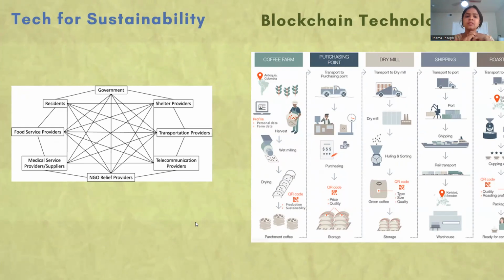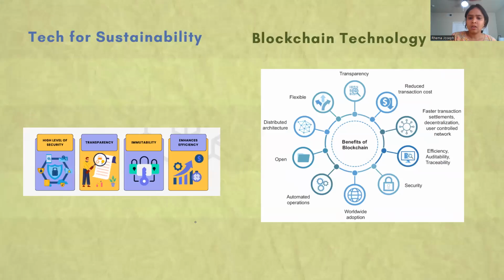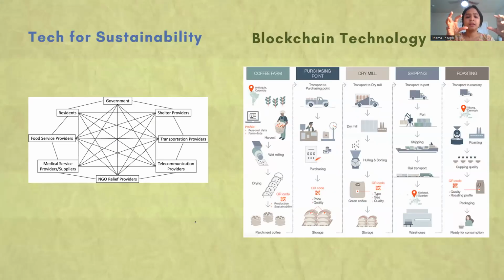Right? And all of them together is a decentralized consensus. So now the shelter providers are maintaining data, the government is maintaining data, or food service providers, or NGOs maintaining data. All of them together have data. Then how are they coordinating with each other?